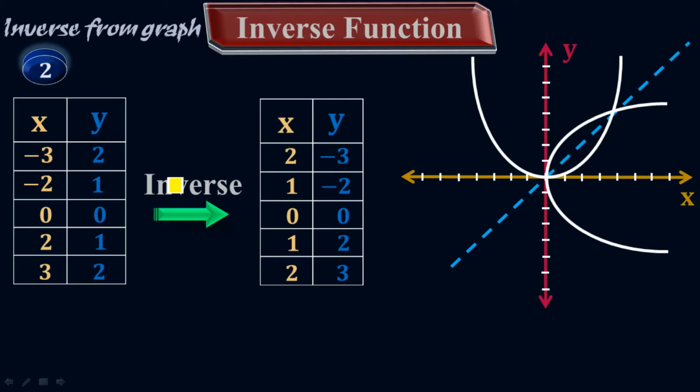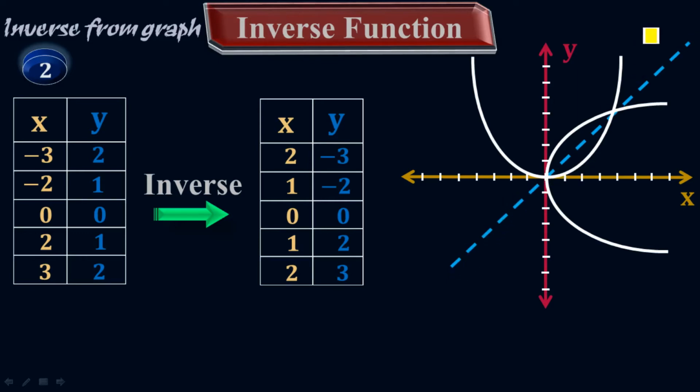Now when it comes to the inverse of this function, all the x values of the original function will be the y values. Like -3, -2, 0, 2, 3 are the x values for the original graph. They become the y values for the inverse graph. Similarly, all the y values for the original graph, which are 2, 1, 0, 1, 2, become the x values for the inverse graph. Look, as I said, this dotted line behaves as a mirror.